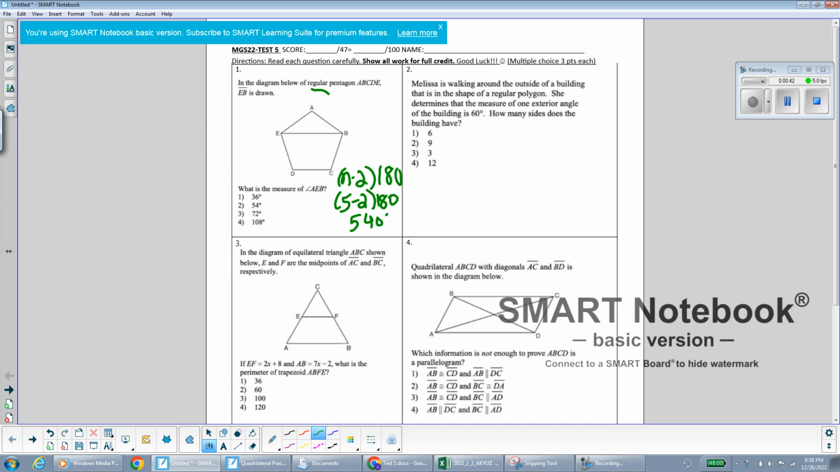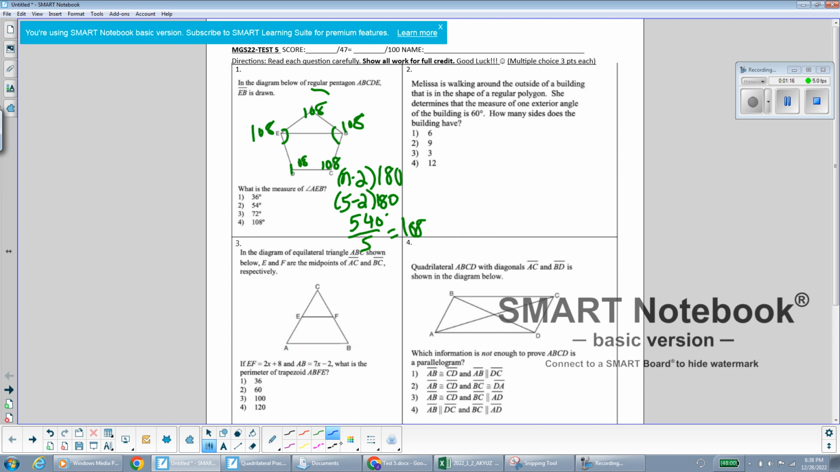So 540 degrees is the sum of all of the interior angles in the pentagon. So to find each one, we just need to divide by the number of angles that there are, since all of the angles and the sides have the same measurement. So we have 540 divided by 5, and that gives us 108 for each angle. That means this angle is 108, this whole angle here is 108, this whole angle is 108, this angle is 108, and so is this one. All 5 interior angles are 108.